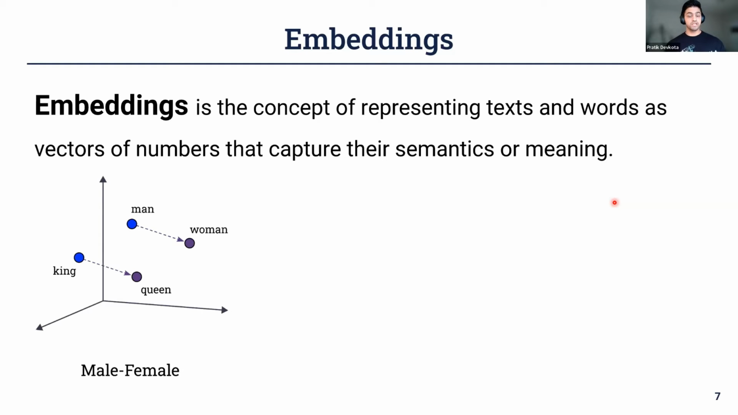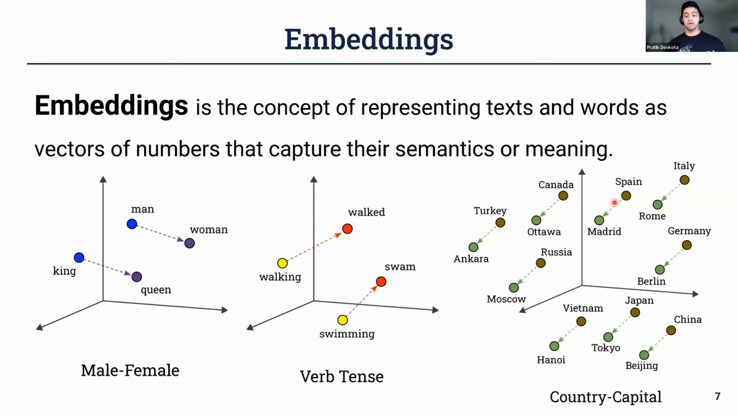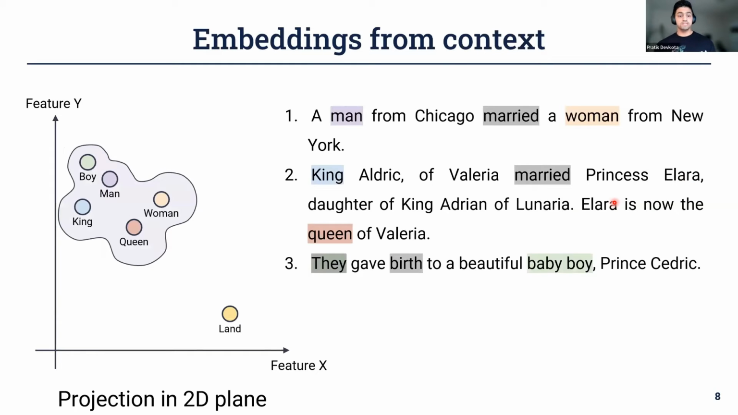For example, in this figure, we can use embeddings to deduce that there is some relationship or association from king to queen, and it is similar to the association from a man to woman. As another example, relationship from walking to walked is semantically similar to that from swimming to swam. These semantics or association or relationships are learned from context that they appear in.